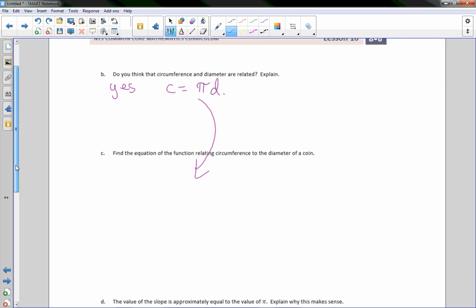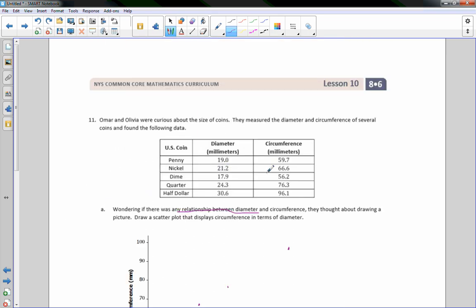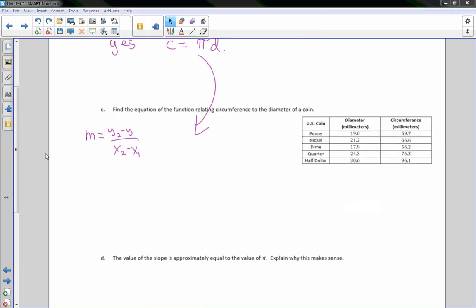Okay, but let's assume that we don't remember that circumference equals pi times diameter. Let's try to find the rate of change. And that's our slope, or our rate of change. So I'd say m equals y2 minus y1 over x2 minus x1. And if I go back, I can pick any of these points. So I brought the table in so I don't have to keep going back and forth. So let's just do the first two. So this is y1 and this is y2, and these two, x1, x2.